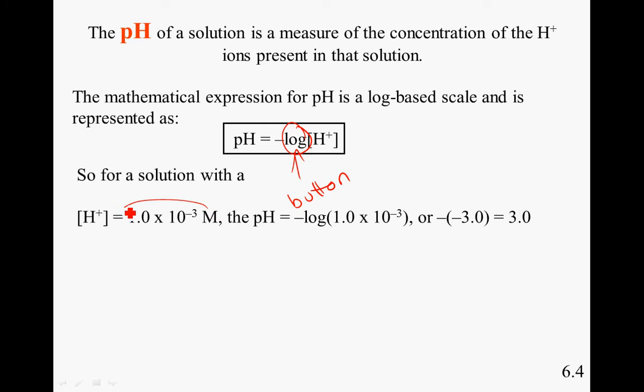So if we typed in 1.0 times 10 to the negative 3, and then hit the log button, it comes out to be negative 3. Change it to a positive 3, and voila, it's a pH of 3.